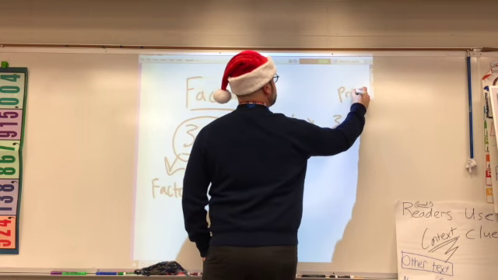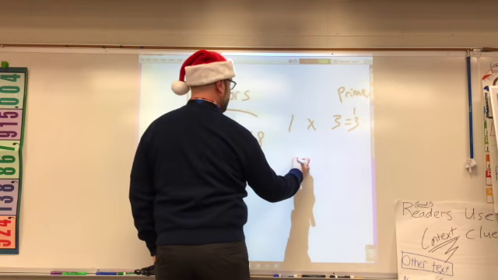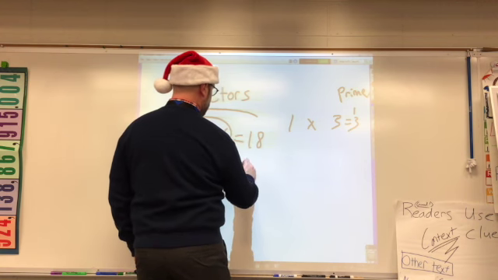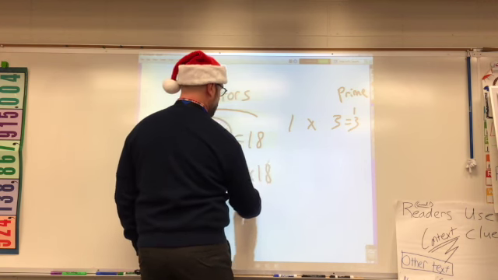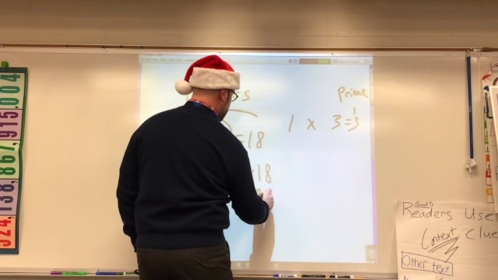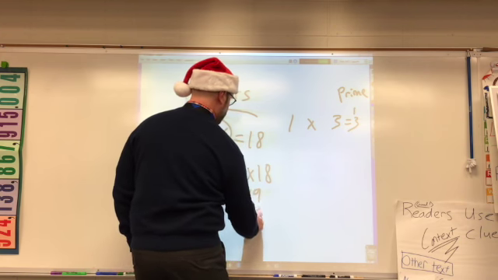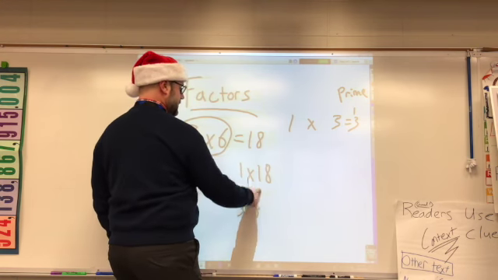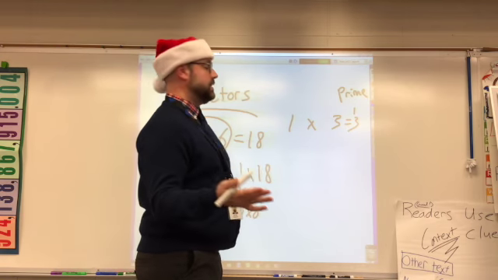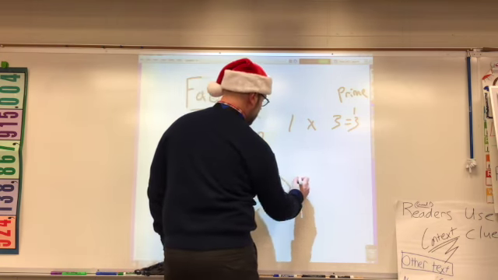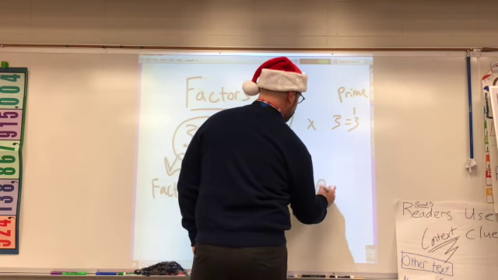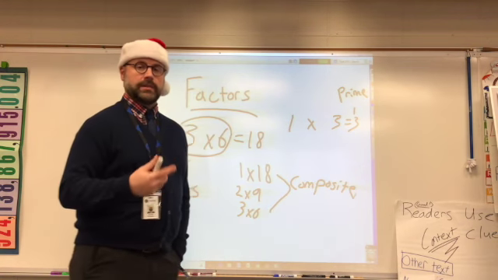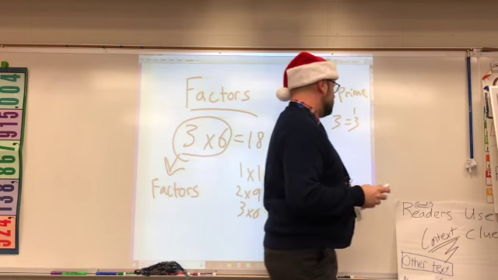But we also have composite numbers, something like the number, for instance, 18 here, because we can do 1 times 18, 2 times 9, 3 times 6. So 1, 2, 3, 6, 9, and 18 are all factors of 18. So it is composite. It has more than 2 factors. It's a pretty easy concept, and I think you guys are getting that a lot.